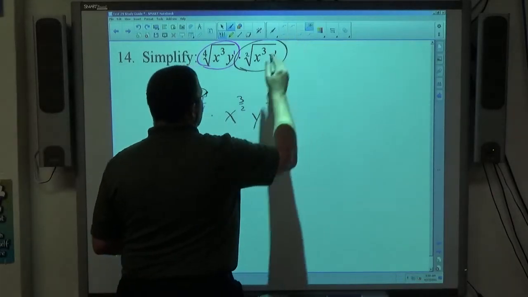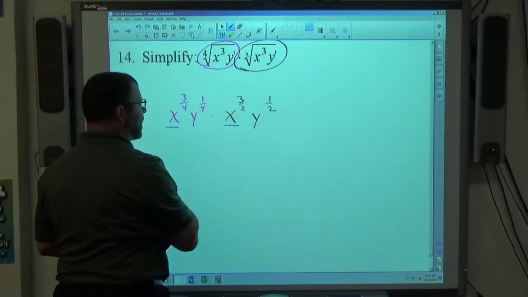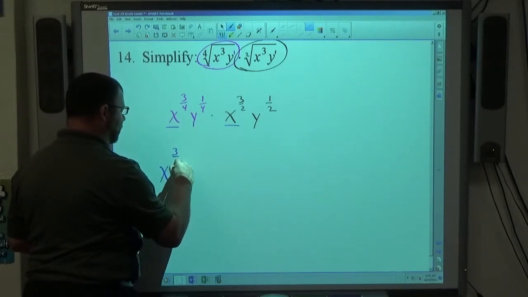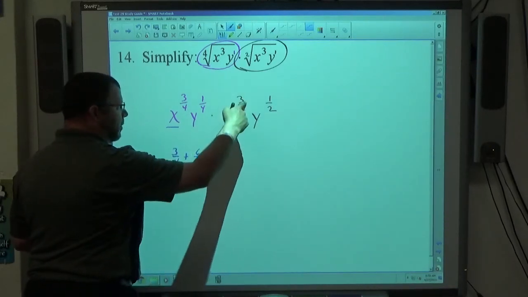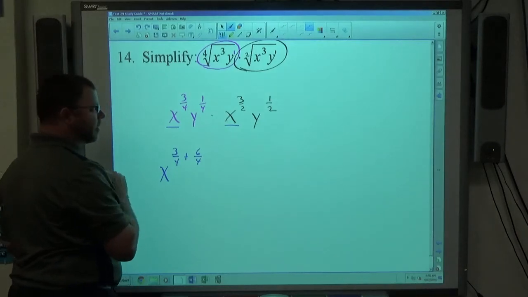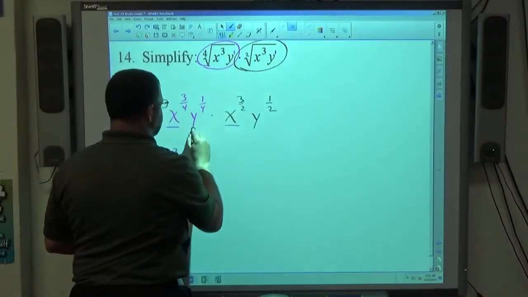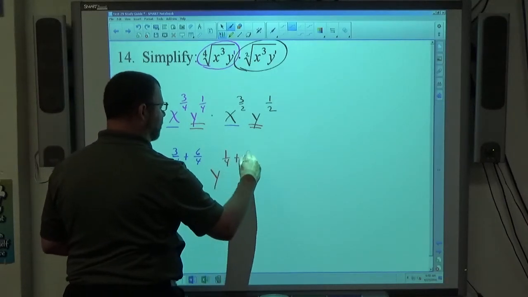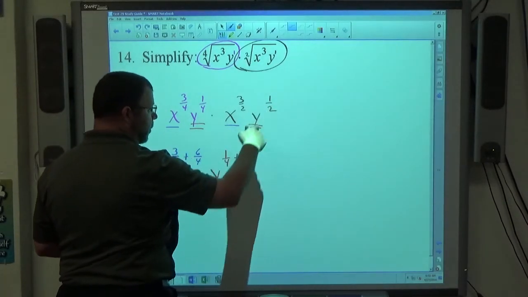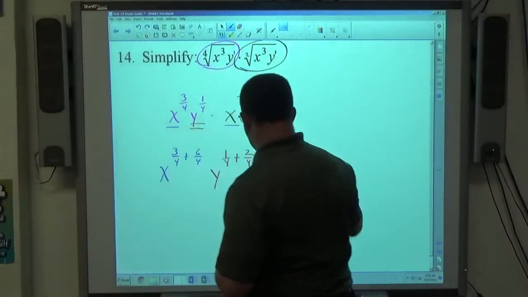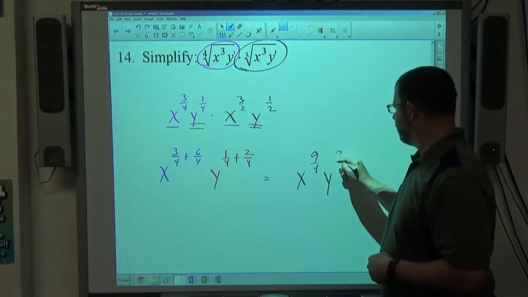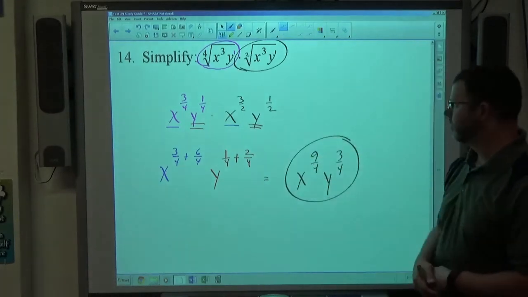Step 2, we're going to multiply the same letters, x times x. We're going to add the powers. So 3/4 is being added to 3/2. I went ahead and made a common denominator in the process. Looking at the y's, y is still the base, 1/4 plus 1/2. Again, creating a common denominator, 1/2 is the same as 2/4. So my final answer is simply going to be x to the 9/4, y to the 3/4, the end.